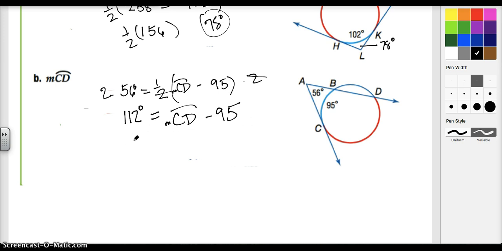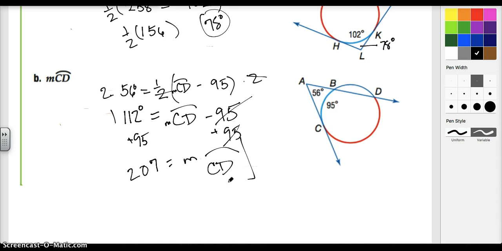So I'm going to add 95 to both sides, right? And when I do that, I get 207. So the measure of arc CD is 207. And somebody might be looking and saying, well, why didn't you just subtract 95 from 360? Well, because we've got arc BD that's taking up some of that space. So arc CD and arc BC here won't give me the 360. It'll give me part of it, and then we'd be missing out on the BD part.